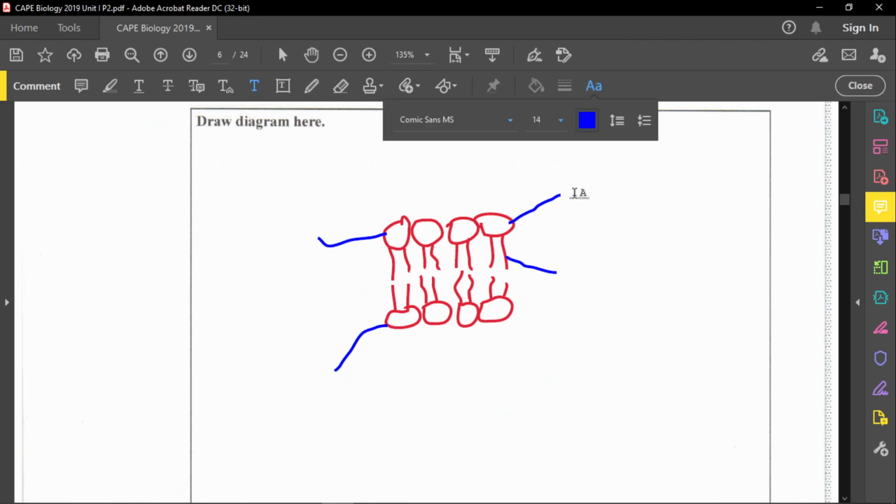So you can label this as the phospholipid bilayer. This is a phospholipid, and this is a bilayer, just to make a note right there. Right here is what they call the phosphate, the phosphate part of it. And the phosphate here is what they call the hydrophilic head. So this is the hydrophilic head.